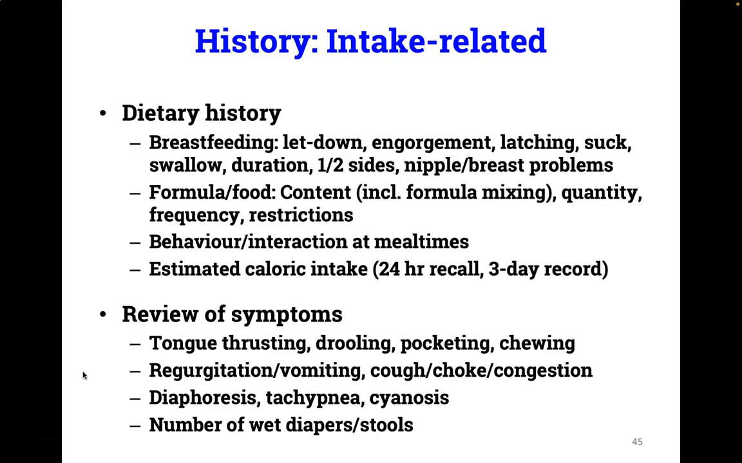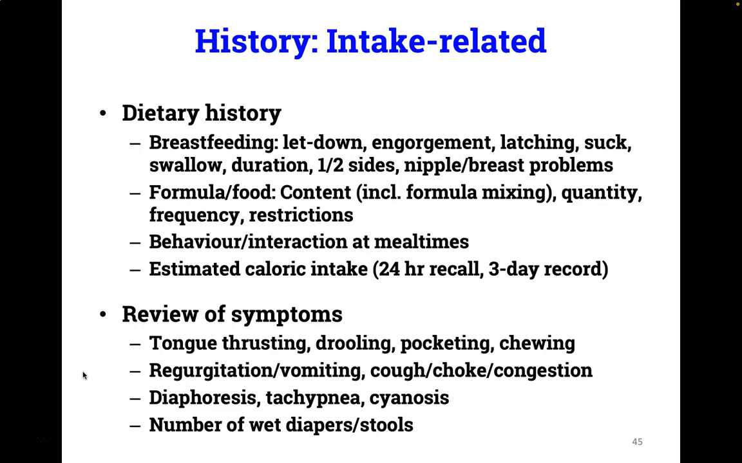Formula fed, you obviously have the benefit of knowing what the volumes are, but the key thing is to ensure that they're adequate and whether the formula is being mixed appropriately, which may not be the case. There can be difficulties with behavior or interaction around meal times, and so you're going to ask about that. And then a very important way to estimate the caloric intake would be to actually have them prospectively do a 3-day record of what is taken in for those after the introduction of solids. But if not available, you can also do a 24-hour recall.